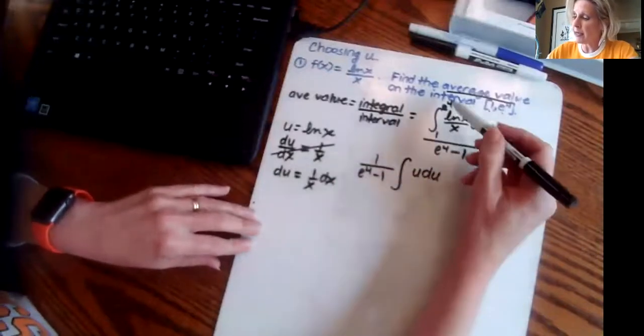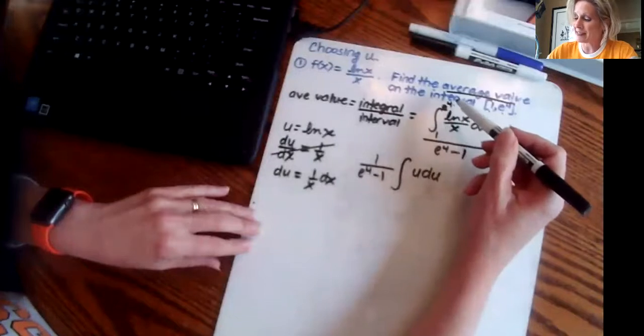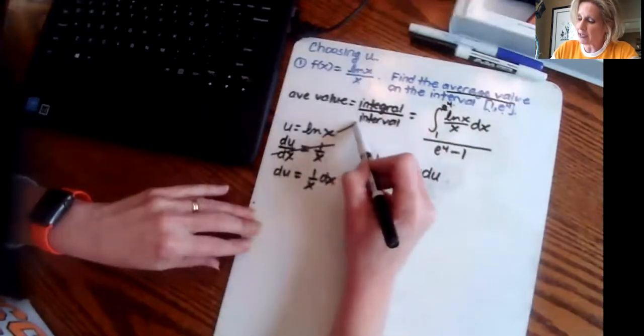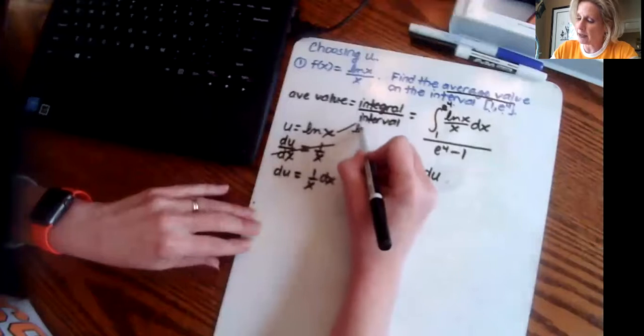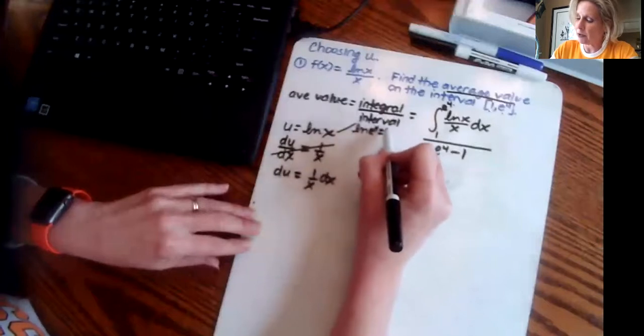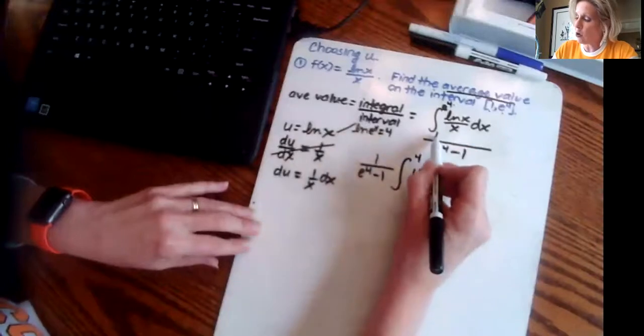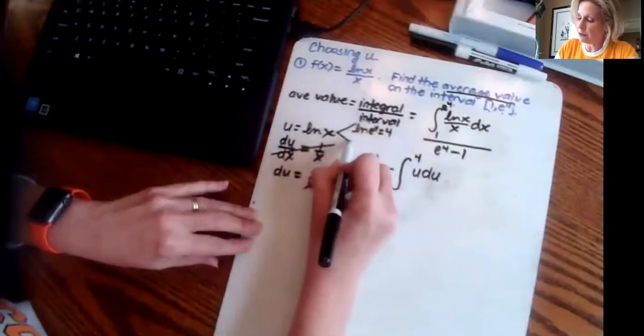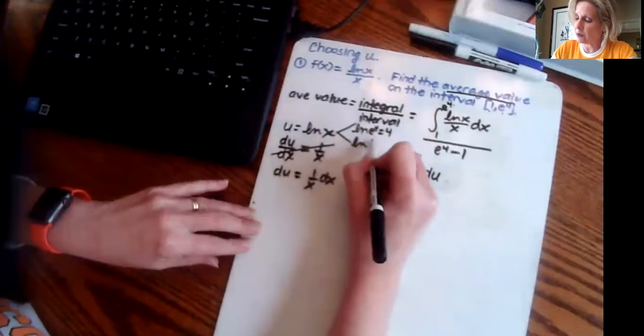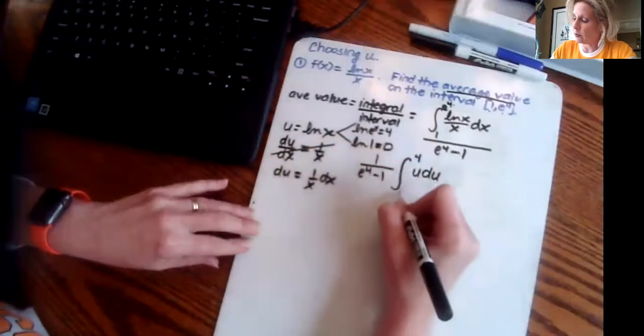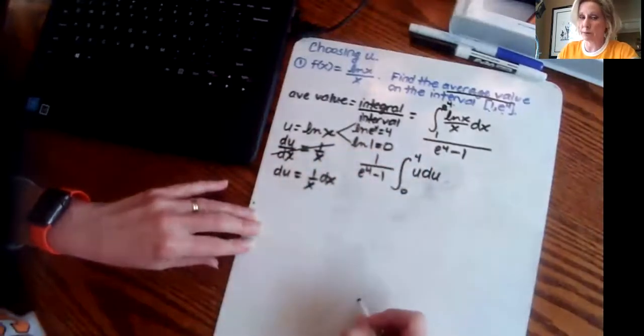So remember, e to the 4th is my high x. So I need to find a high u. So my high u would be ln of e to the 4th, which is 4. So I'm going to put that here. 1 is my low x. So now I need to find a low u. So I'm going to say ln of 1 is just 0. So my low u is just 0.